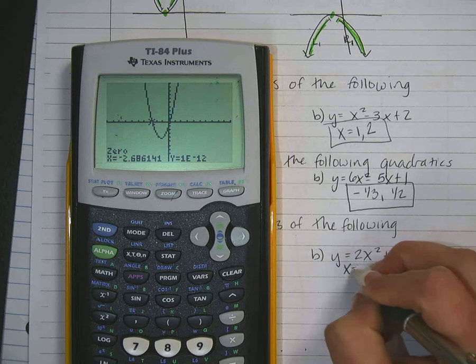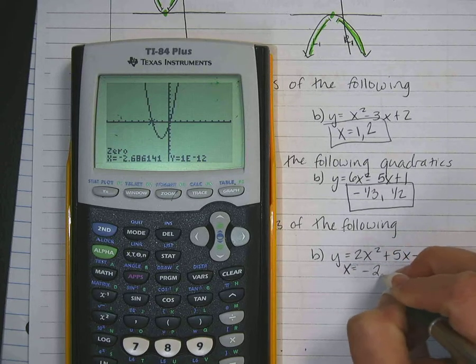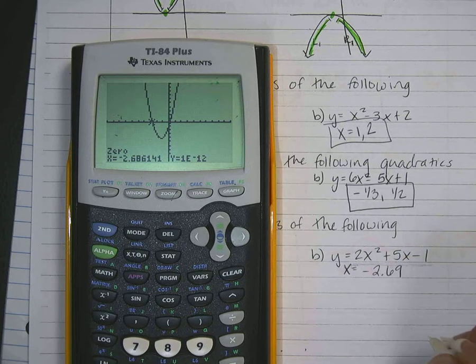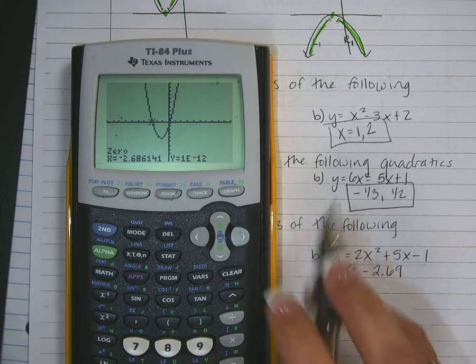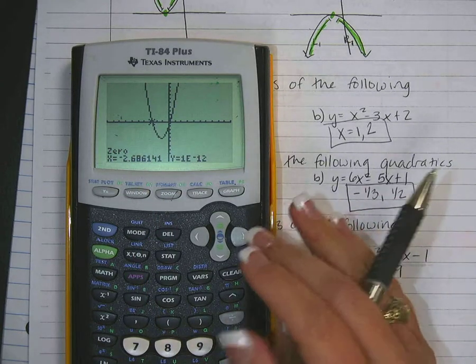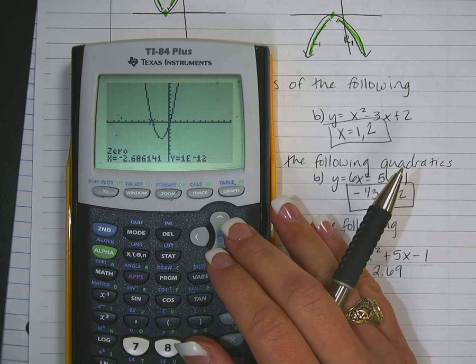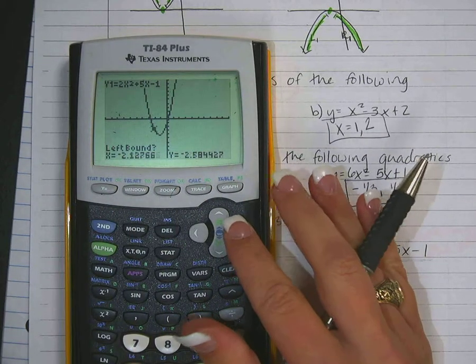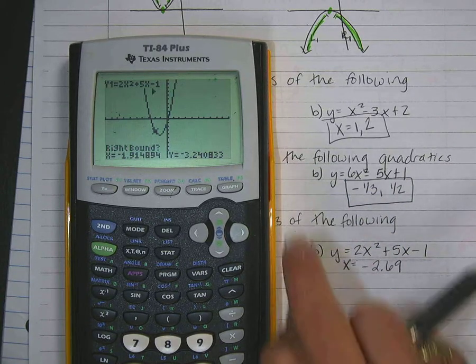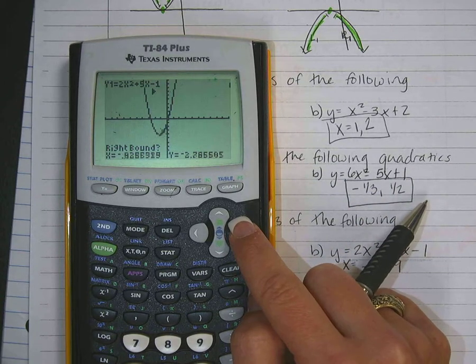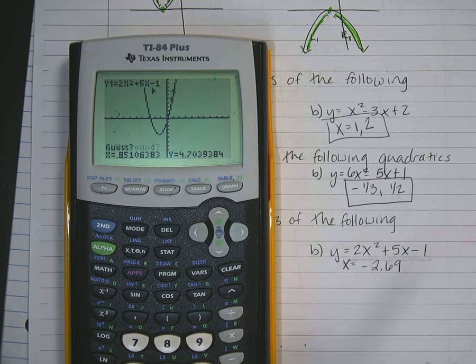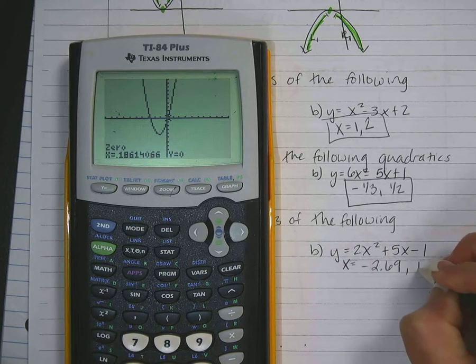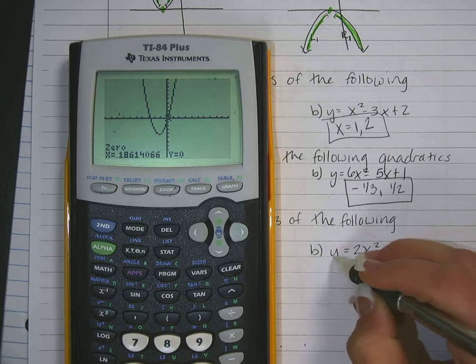And I'll have x equals negative 2.69 for this zero. Now let's calculate the other one. Left bound is somewhere down here. Enter. Right bound somewhere over here. Enter. Point 1.9.